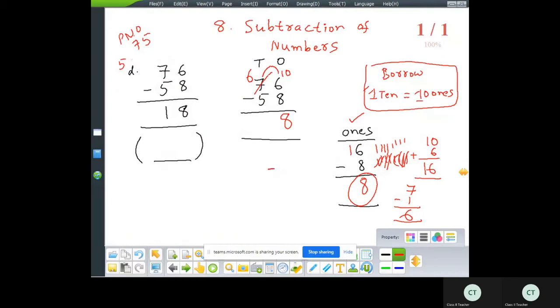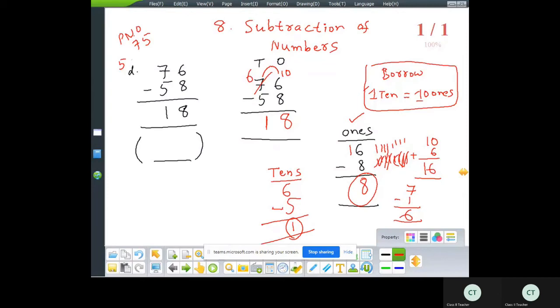Now subtraction on 10's place. The digits are in the 10's place. 6 minus 5. Here we subtract 5 from 6. 6 minus 5 is 1. This answer 1 is written in the 10's place. 76 minus 58 is 18.